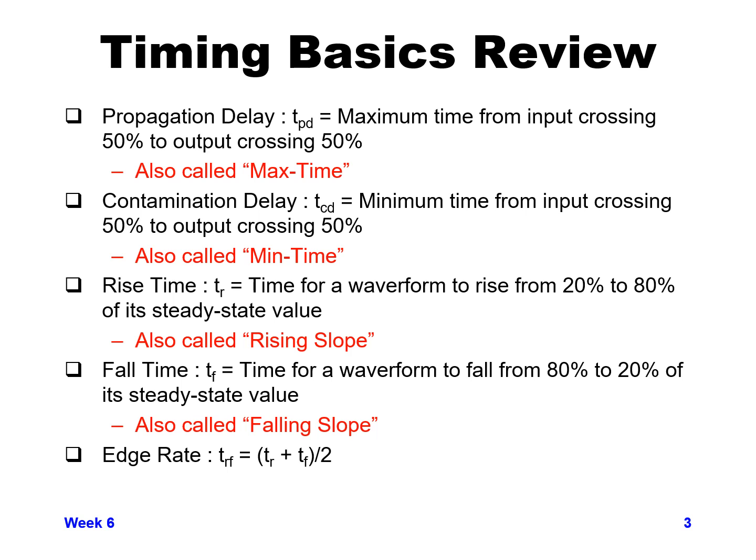And then contamination delay is the minimum amount of time from the input crossing 50% till the output crosses 50%. This is also called min time, and again at Intel pretty much we don't use contamination delay, we call it min time. So you will have max time for input rising to output falling, or min time from input falling to output rising. It's basically the quickest delay is your min time, the longest delay is your max time.